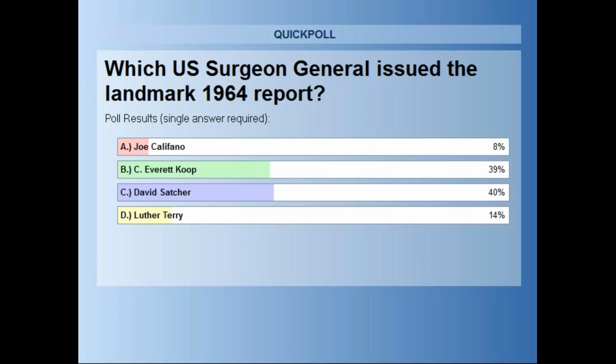So you must all be young on this call. And that question, now that I look at it, is not a great stem. It should have said the landmark report on tobacco, which might have been a more helpful stem. Though, if you know your Sentinel Events, 64 was the year of the tobacco report.